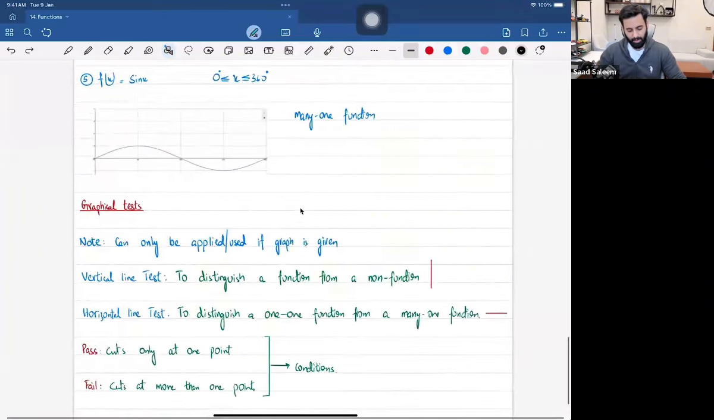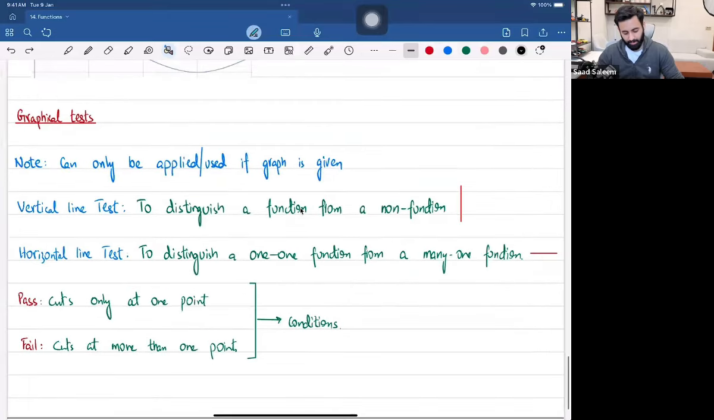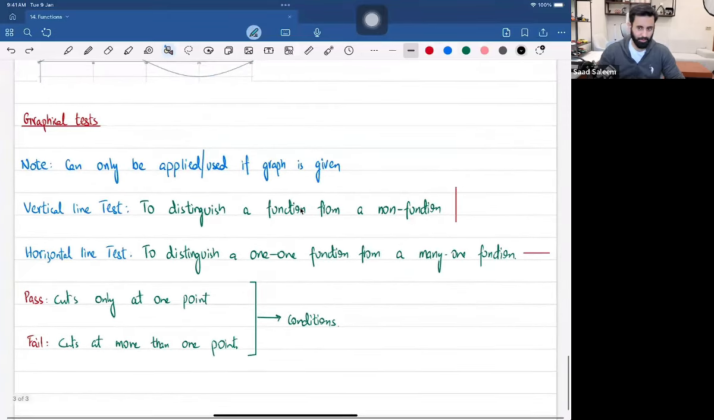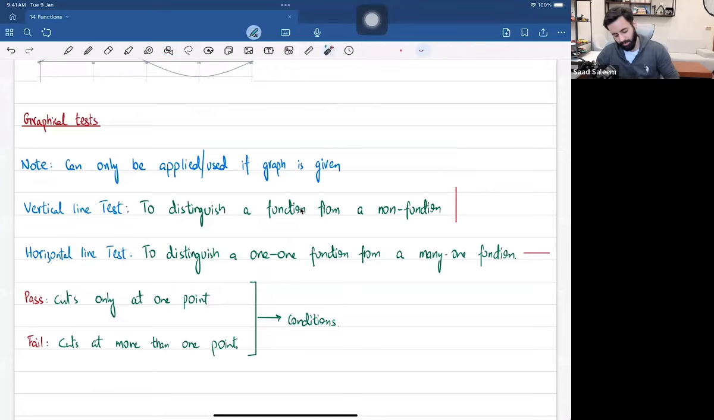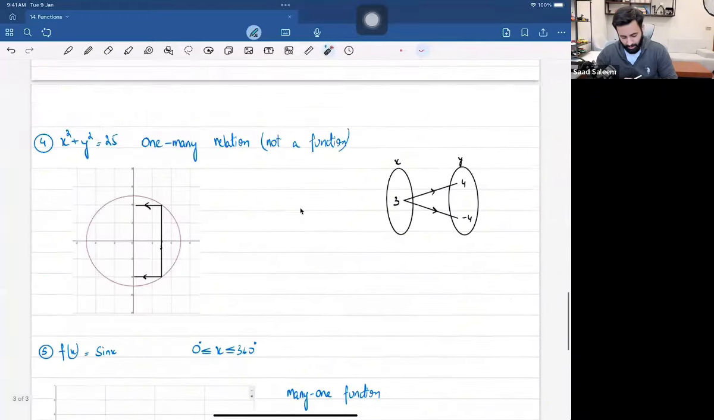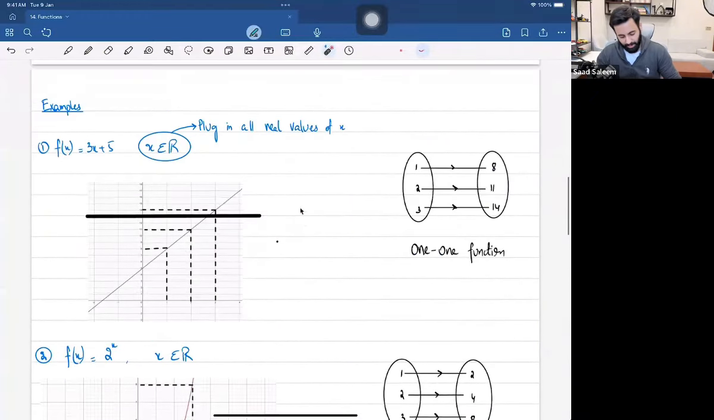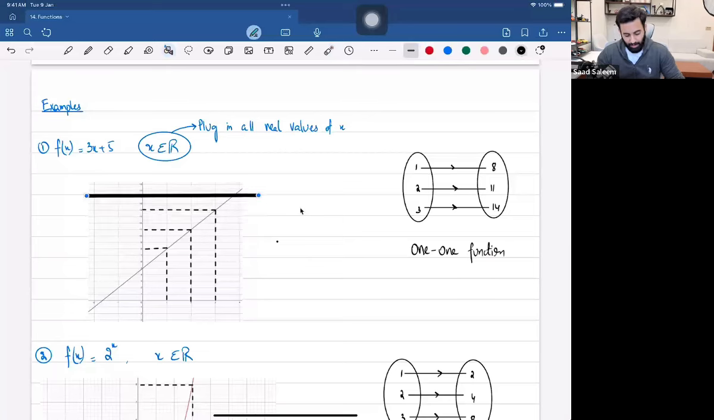Okay, so let's go back. What's a vertical line test for? It is to distinguish a function from a non-function. So it passed the vertical line test, which means it's a function. What's a horizontal line test for? A horizontal line test is to distinguish a one-to-one function from a many-to-one function. So if it cuts at more than 1 point, that means it has failed, which means it's not a one-to-one function. It's a many-to-one function, but this didn't fail.